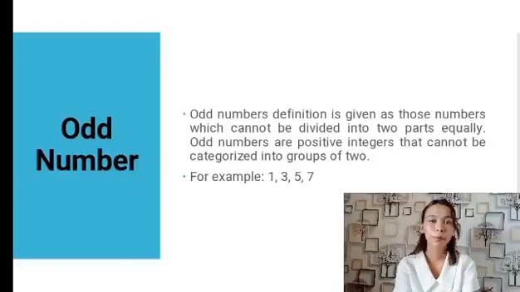Question number 8. Blank numbers are not divisible by 2. The answer is odd. Odd numbers are defined as those numbers which cannot be divided into two parts equally. Odd numbers are positive integers that cannot be categorized into two groups. For example, 1, 3, 5, 7, and so on.